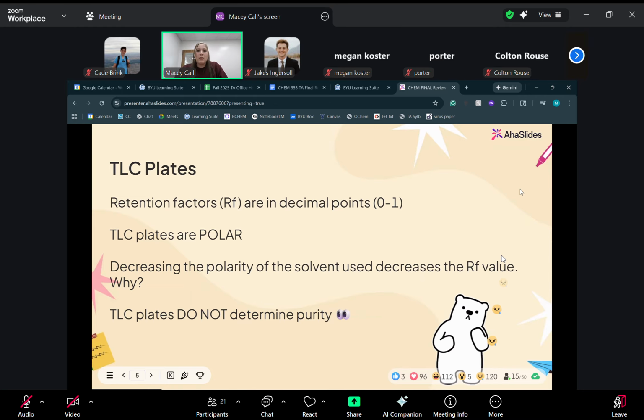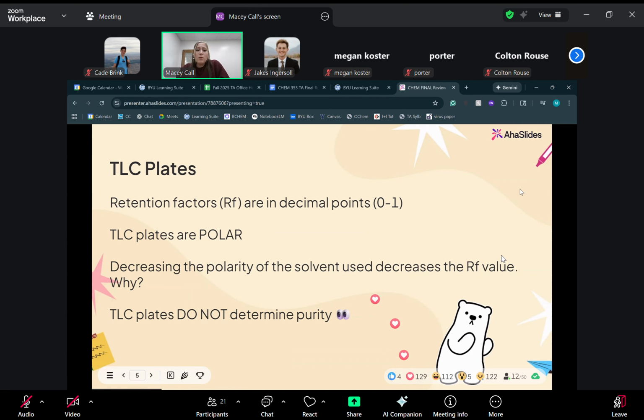And then we measure how much it runs by using a retention factor, which is usually abbreviated RF, and it's going to be a decimal point, right? So it's kind of like on a percentage scale. So it's either going to be 0, which is where we started it, where we spotted it, to 1, which is where the solvent runs into. And then you're going to see the range, and that's going to be like, oh, it ran 0.5, or it ran like 50% of my TLC plate.